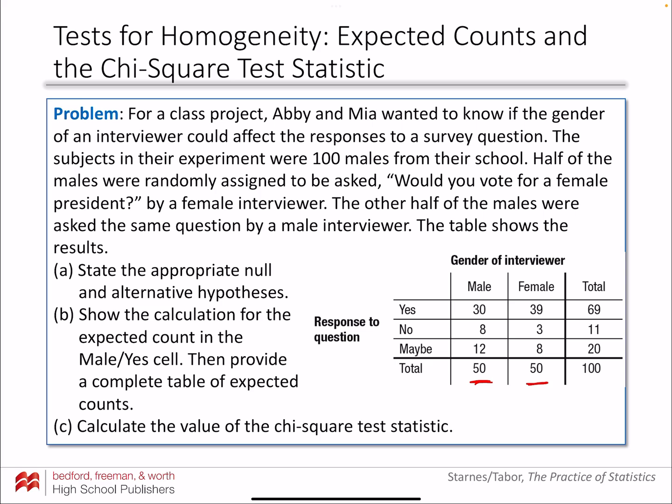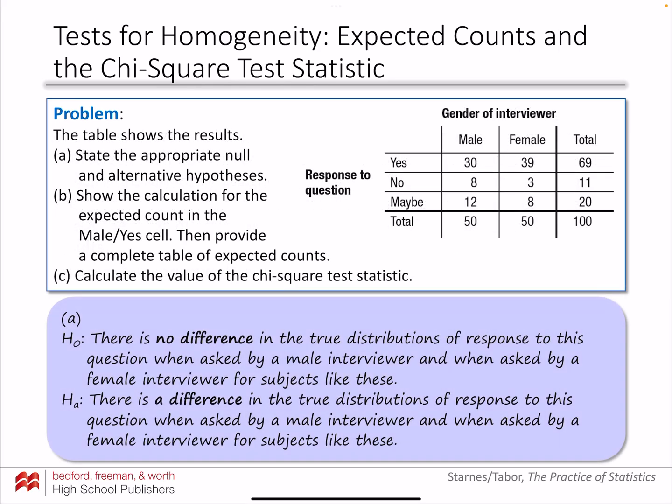So we need the null and alternative hypotheses. Remember, you're not going to do this in symbols. You're only ever going to use words for chi-squared tests. So H0: there's no difference in the true distribution. Again, it's about the population response to this question when asked by a male interviewer versus when asked by a female interviewer. And then Ha is that there is a difference in the two true distributions of response to this question between the male and female interviewer, right?